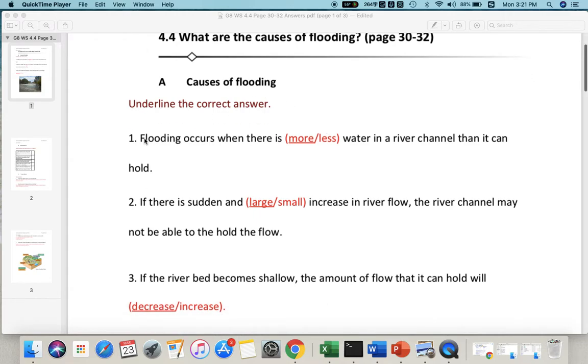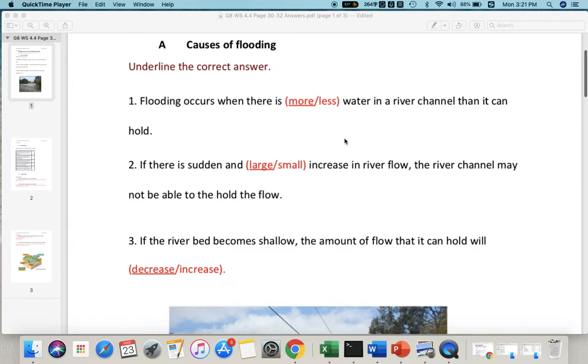So number one, flooding occurs when there is, of course, more water than a river channel can hold. The water will overflow from the river banks, right? If you remember from the very beginning of the chapter, so more water. Number two, if there is a sudden and large increase in the river flow, the river channel may not be able to hold the flow, because the key word here is the sudden large increase. So suddenly there is a large amount of water pouring into the river channel. The river channel may not be able to hold the water.